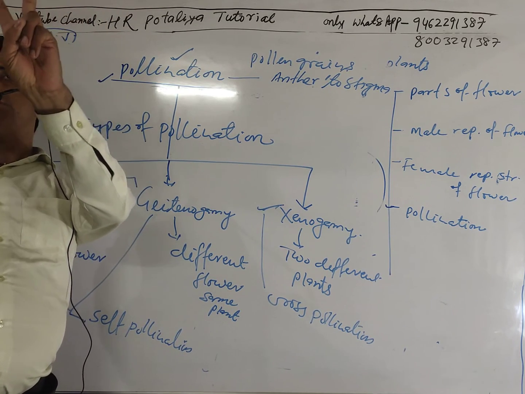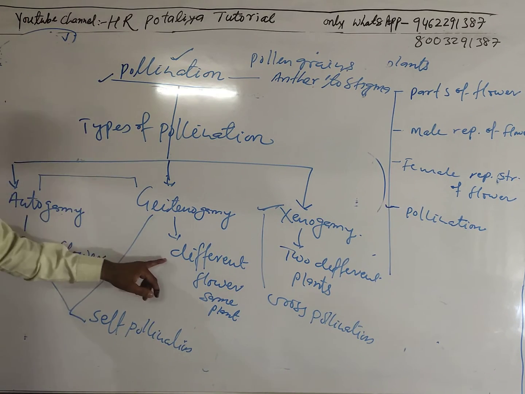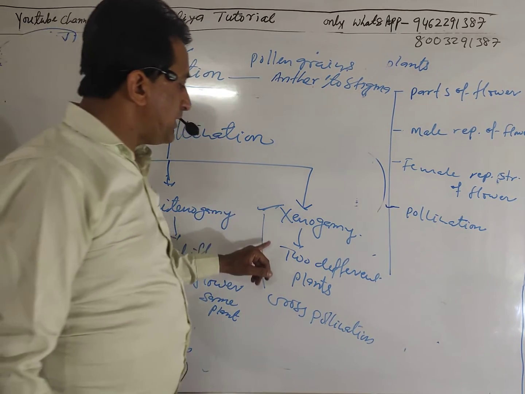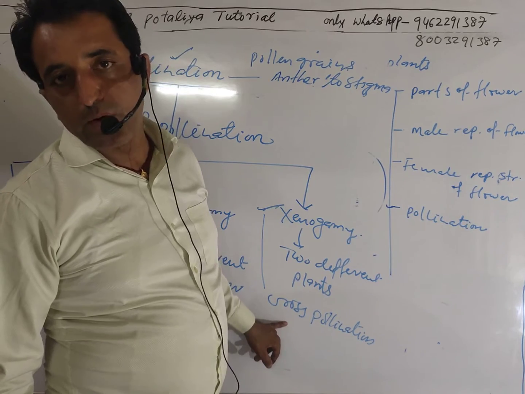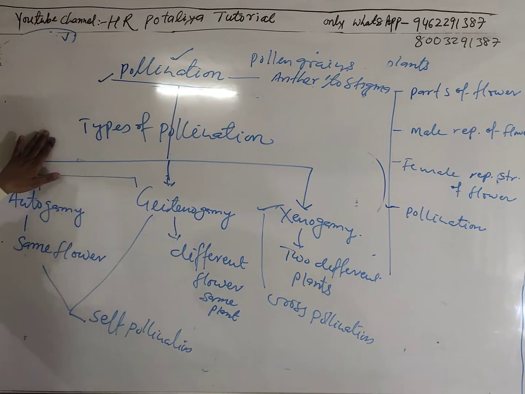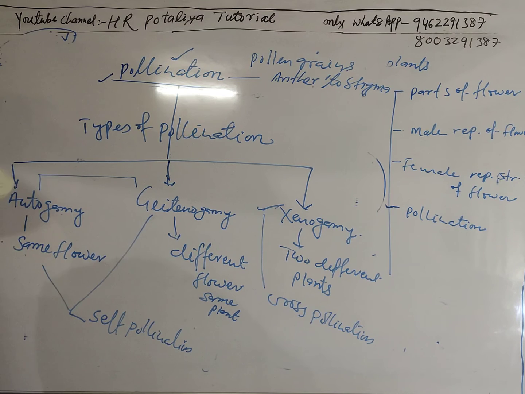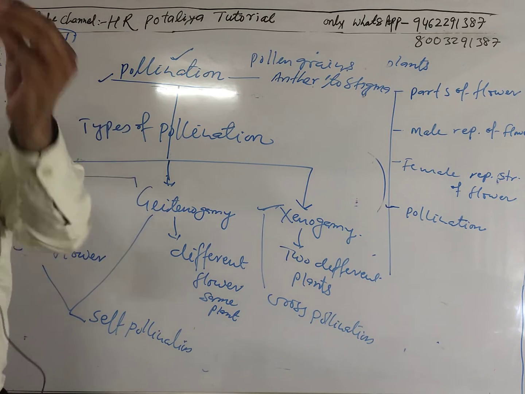but the plant is the same. If its pollen grain reaches here, then that is geitonogamy: different flower but same plant. Xenogamy, two different plants, different flowers but same species, that is the cross pollination. Now this time one thing is there: self pollination and cross pollination. Generally self pollination, why self pollination is there, adaptation for self pollination, the question will be there.